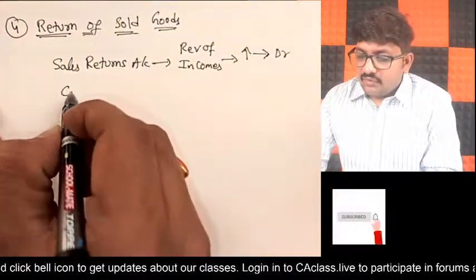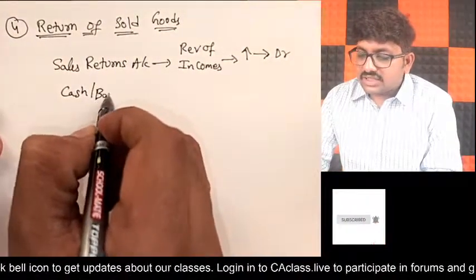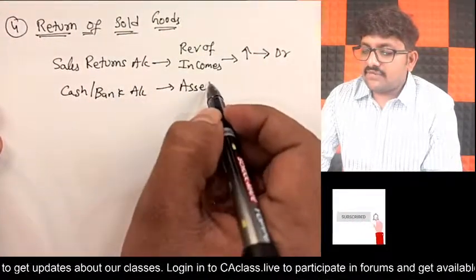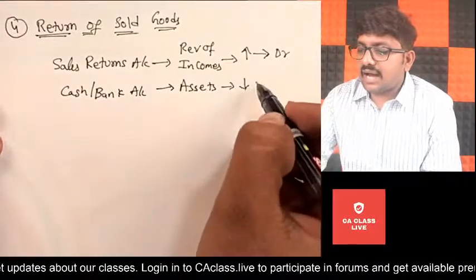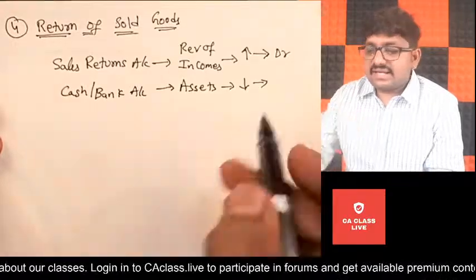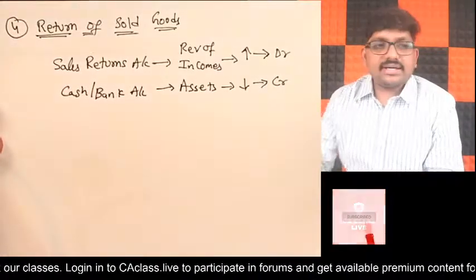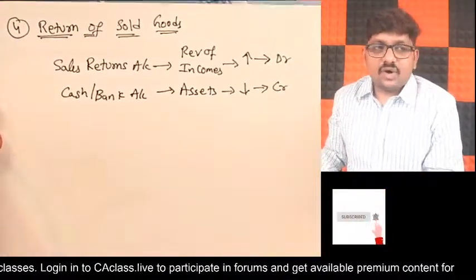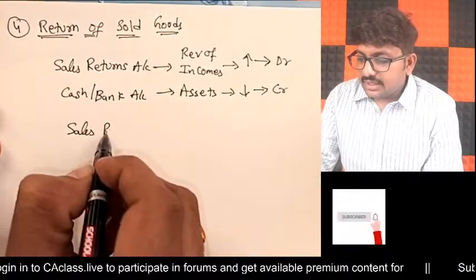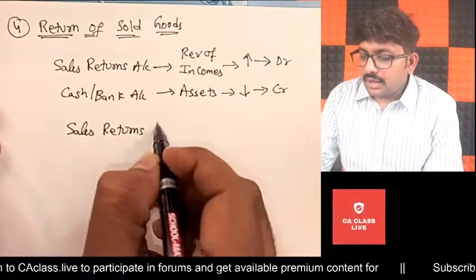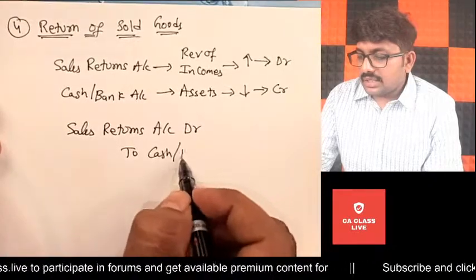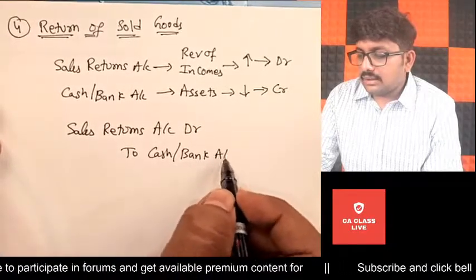And then what will you do? Immediately you will give your money back either through cash or bank. Obviously the cash or bank account will be affected, and it is a part of assets. When you pay back, it will decrease. Your cash or bank balance will decrease. When cash or bank balance decreases, you have to credit it. So what is going to be my journal entry, my dear friends? Sales returns account debit to cash or bank account.